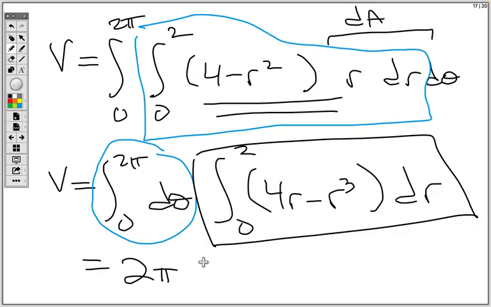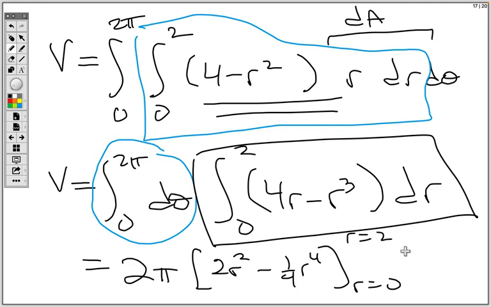Then you go through however you want to do it, u sub, whatever you want. It's all good. You'd get your 2r squared minus 1/4 r to the 4th. That would give you 8 minus 4. So you get 8 pi. And since this was a volume calculation, we would write units cubed here. There it is.